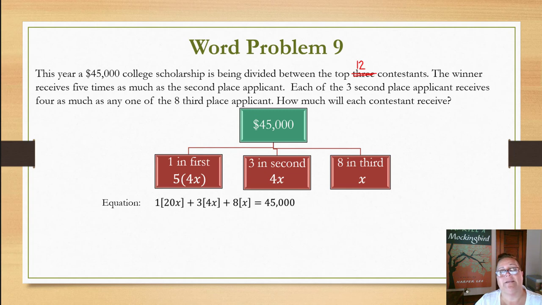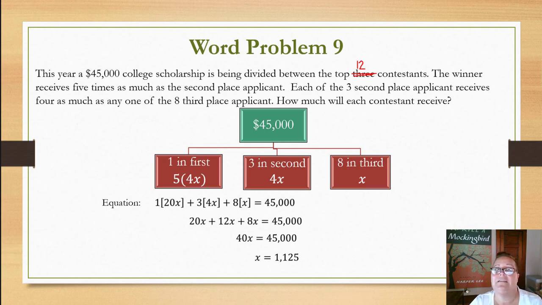So now I have 20X plus 12X plus 8X is equal to 45,000. If I add those up, the 20X plus the 12X plus the 8X, I get 40X is 45,000. So my X with division is 1,125. This means that the 8 people in third place each get $1,125. Remember when there was only one person, they got $1,800? This is a reduction, but $1,125 would still pay for a couple of courses and books, right? At least here at Western.